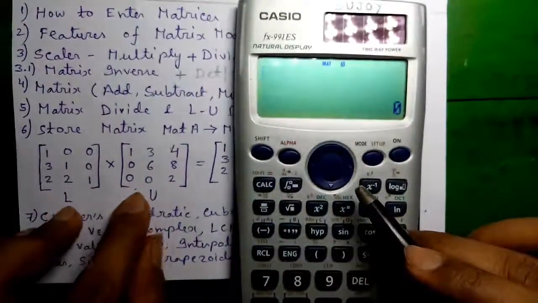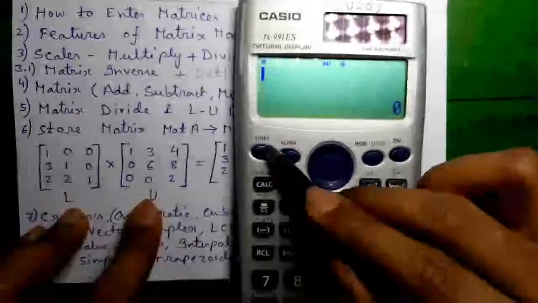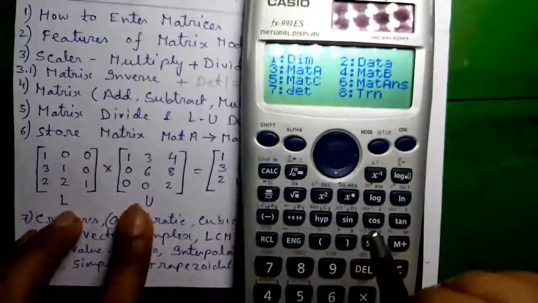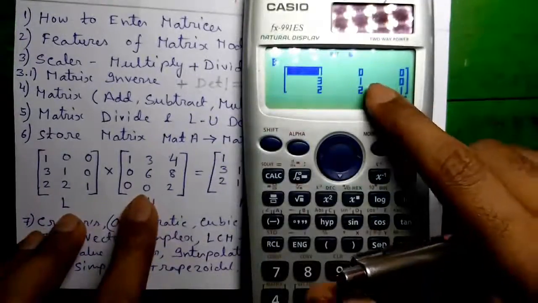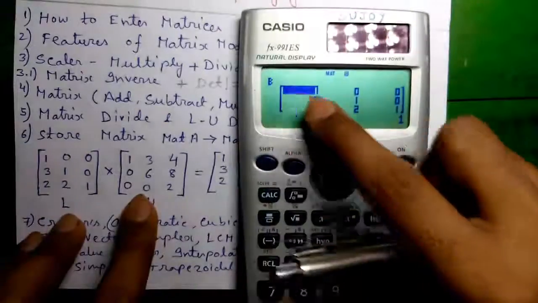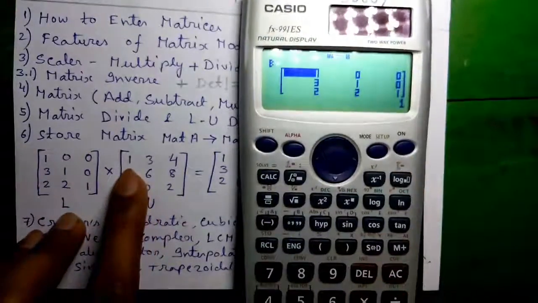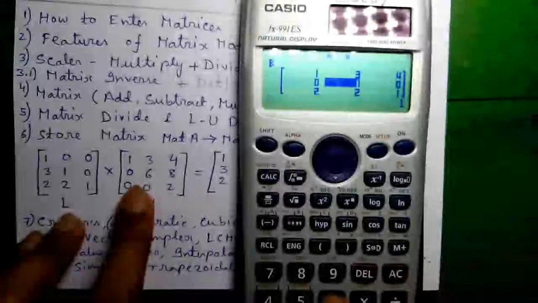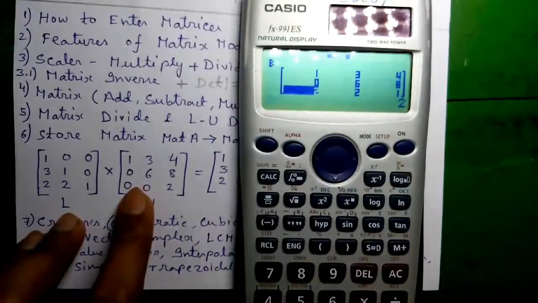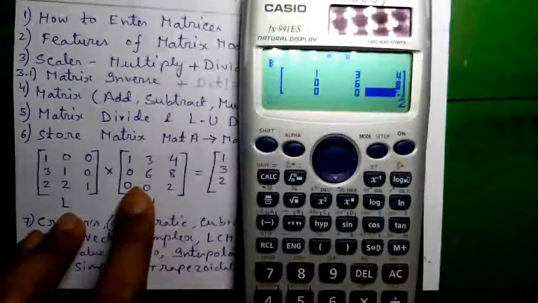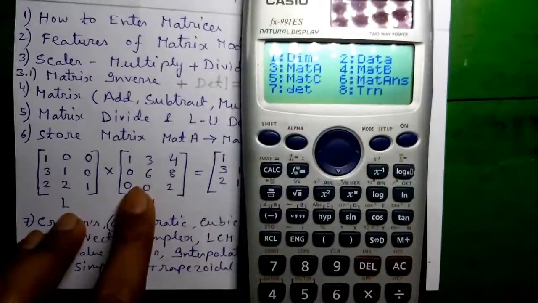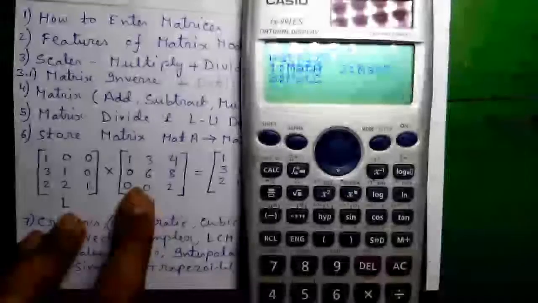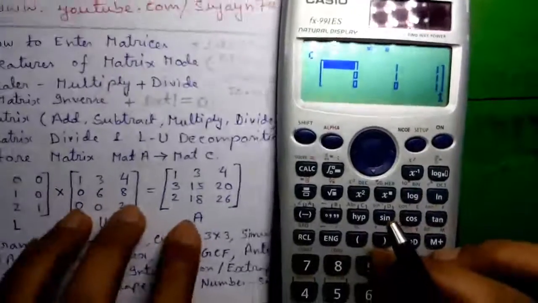Now we'll enter the matrix B for matrix U. Press shift 4, 2 for data and 2 for matrix B. And now there is already one matrix which I stored for matrix B. We'll replace it. So we'll enter the new values and old values will get replaced. Press AC to clear screen. Again, we'll enter the matrix C. For that, 3 for matrix C. And now we'll replace it with the matrix A.